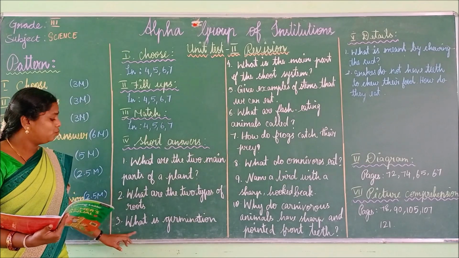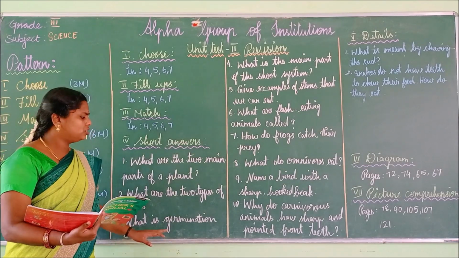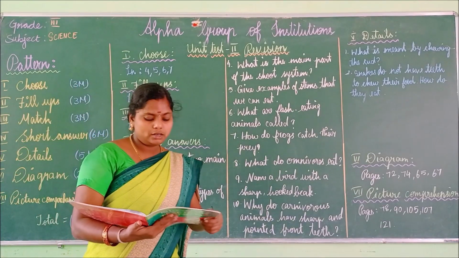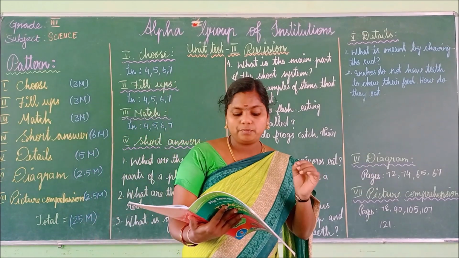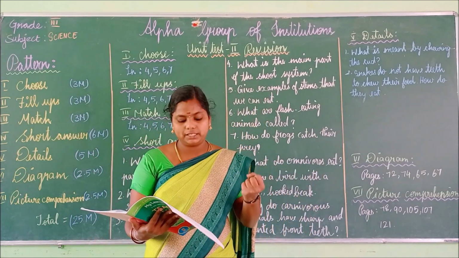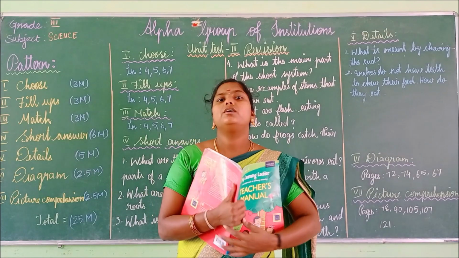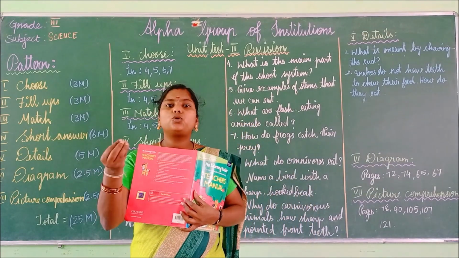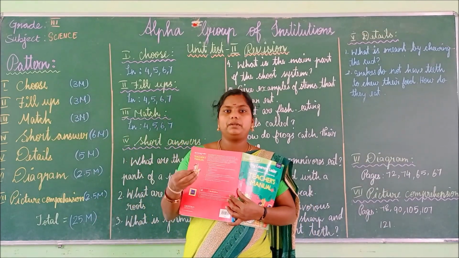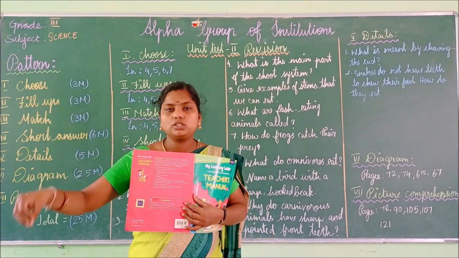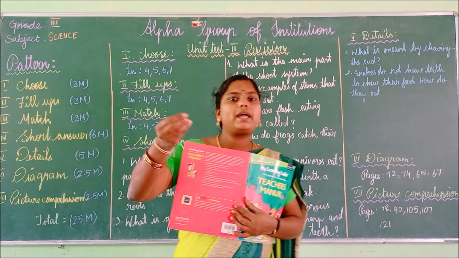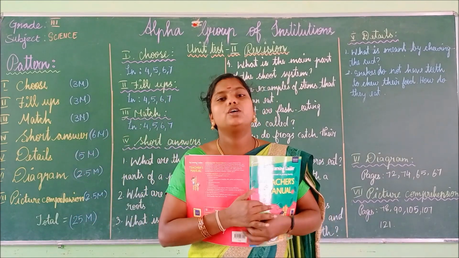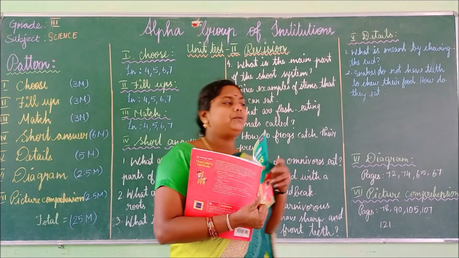Third question, what is germination? The process of a baby plant growing from seed is called germination. So when the seed is sowed in the land, a small plant will come from the seed. This process is called germination.